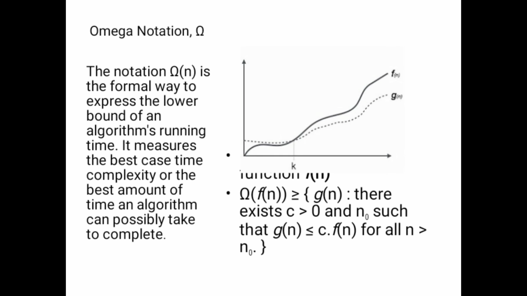on f of n indicates that function f of n will consume at least the specified time c of g of n. That is, the algorithm has a running time that is always greater than c of g of n. In general, the lower bound implies that below this time the algorithm cannot perform better. And big omega notation is the formal way to express the lower bound of an algorithm's running time. It measures the best case time complexity, or the minimum amount of time the algorithm can possibly take to complete.